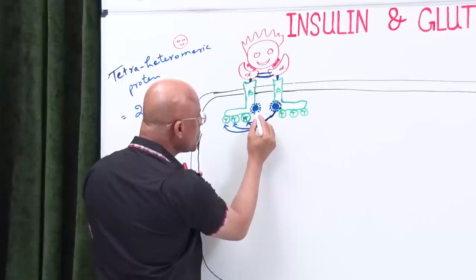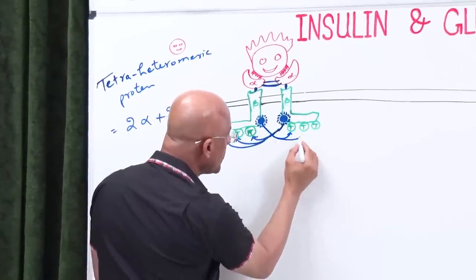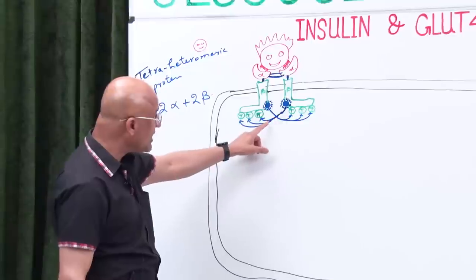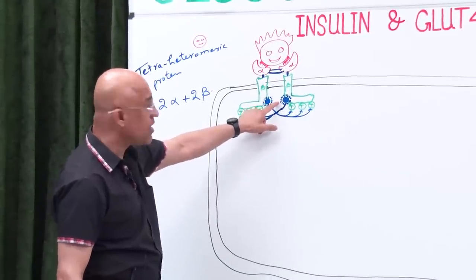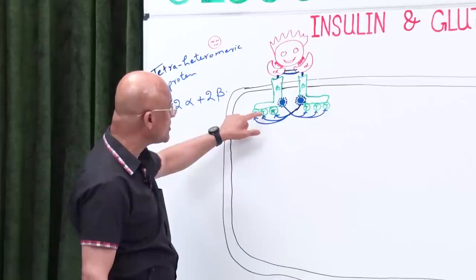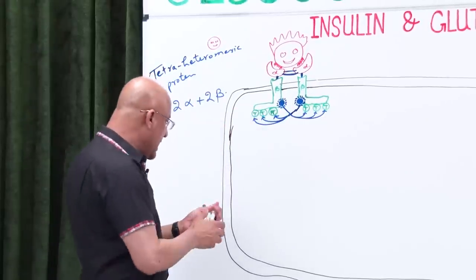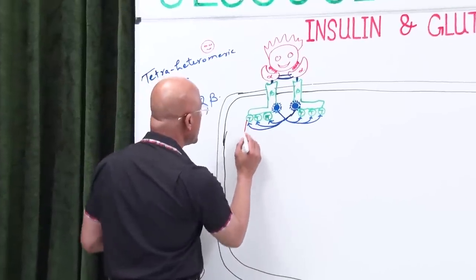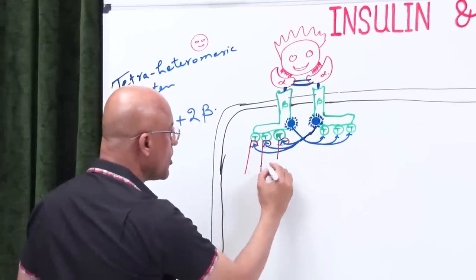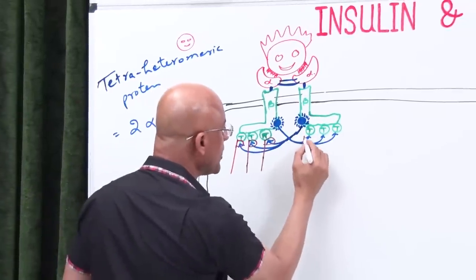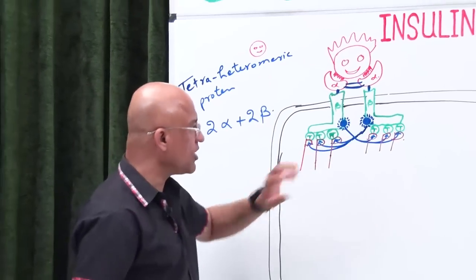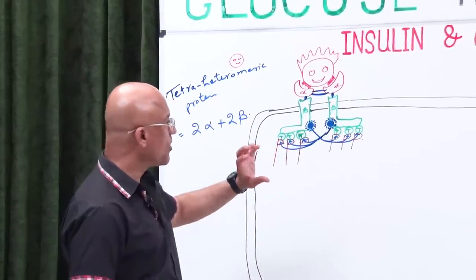And this one will attack the other adjacent beta chain. So this tyrosine kinase enzyme will attack the tyrosine units, or residues, or amino acids present on the adjacent beta chain, and lead to phosphorylation of these tyrosine units. These are phosphorylated. And here also it will lead to phosphorylation.